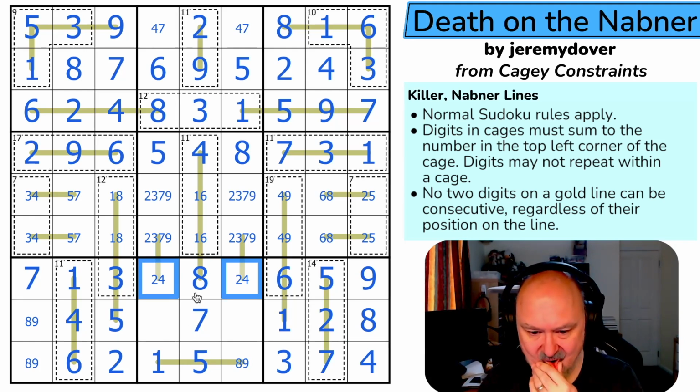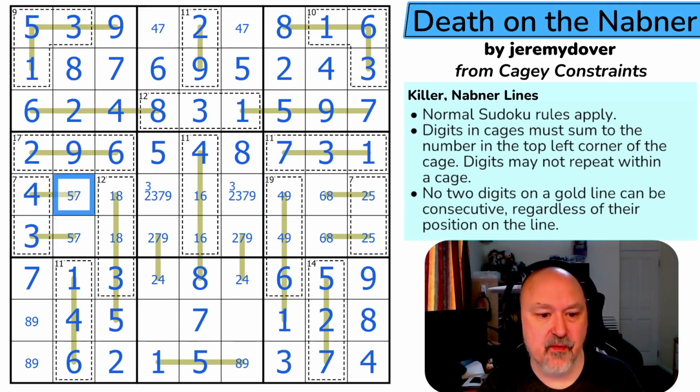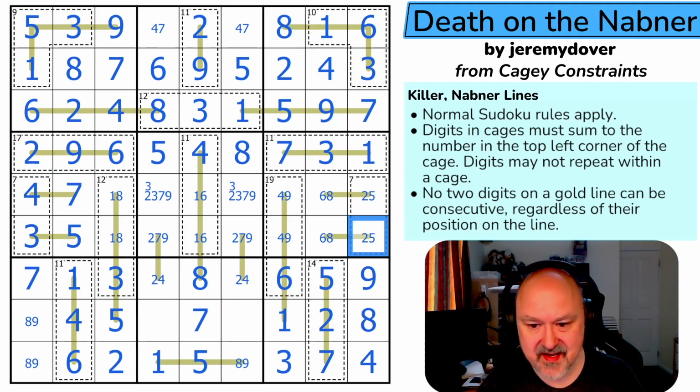Okay. So neither of these can be 3, because 3 would be consecutive with 2 or 4. So 3 is in, oh, that's cool. 3 is in one of those two, making that the 4, that the 3. 4 can't be consecutive with 5. That's the 7, that's the 5. The 5 looks across, making that the 2 and that the 5. 5 can't be consecutive with 6, so that's the 8 and that's the 6. The 4 looks across, making that the 9 and that the 4.